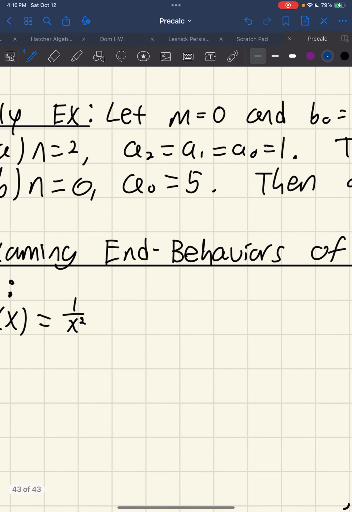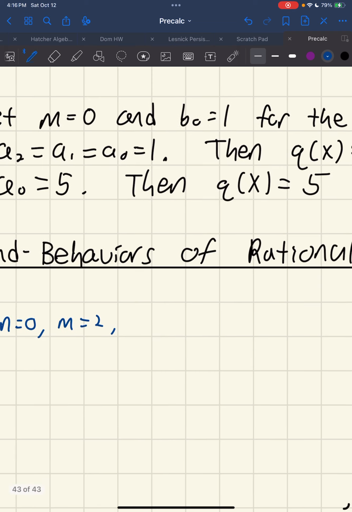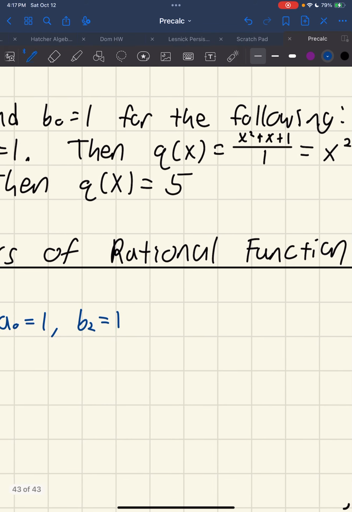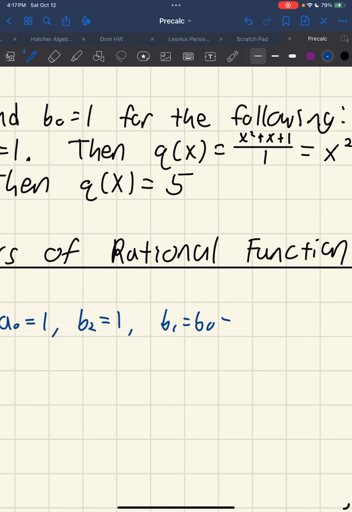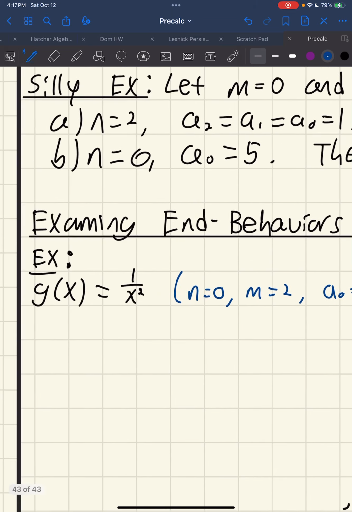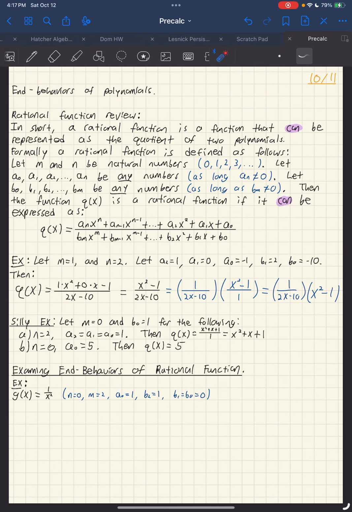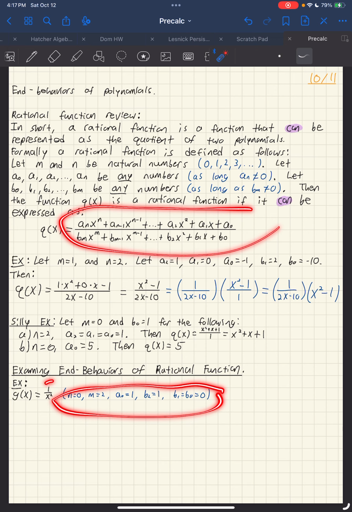If you're joining me from the rational expression review, this is a rational expression where n equals 0, m equals 2, a naught, or a sub 0. It's very common in math to call anything sub 0 naught. I don't know why. So a sub 0 is the same as a naught. I'm only pointing that out in case you hear me say it and wonder what I'm saying. a naught is 1, b2 is 1, and then b1 and b naught are both 0. Plugging those in to this idea, you get 1 over x squared.